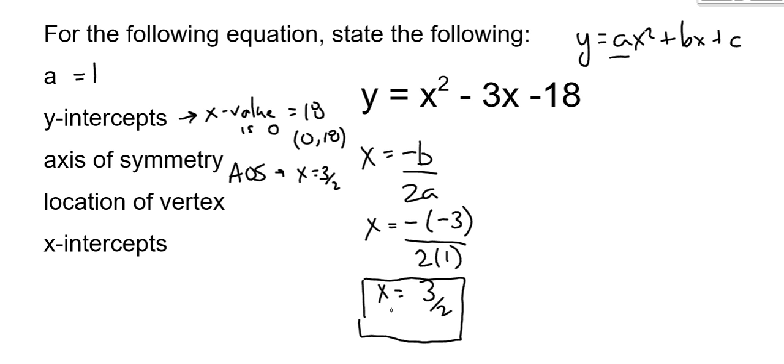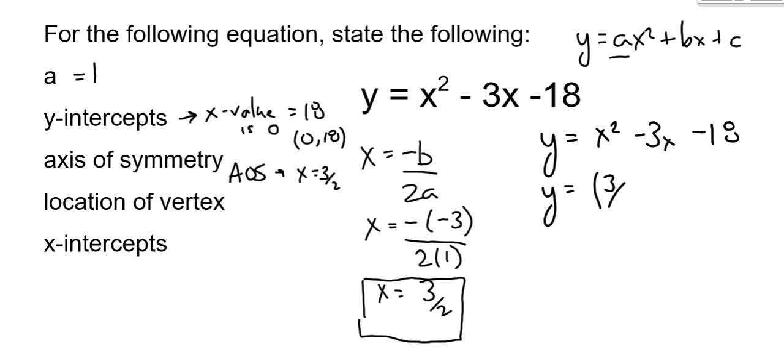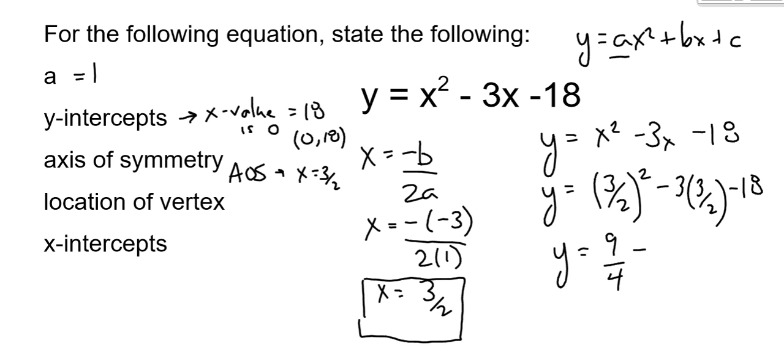I want to know the location of the vertex. Well, this is the x value of it. So if I want to know the y value, I'm going to put it back in. y equals x squared minus 3x minus 18. I know it's right there, but I'm going to rewrite it. y equals, I'm going to put 3 over 2 in brackets squared, minus 3 times 3 over 2, minus 18. This is going to give me 9 over 4, minus 9 over 2. And I'm going to leave that like that for a second.